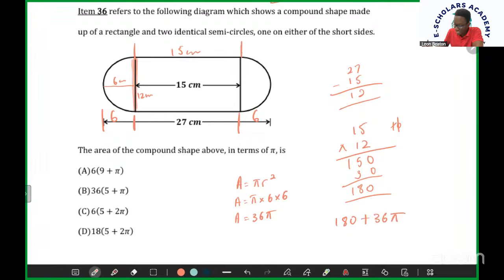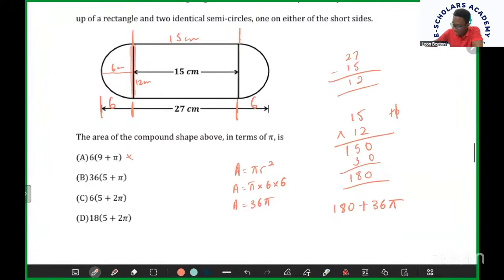And of course, I don't see any answer as 180 plus 36 pi, so I have to do some factorization, right? To see which one is the correct answer, not the best. So let me see, if I factor out 6 here, I won't get this. If I factor out 36, can I factor out 36 from 180? Yeah, I think so. So I can factor out 36 from 180.